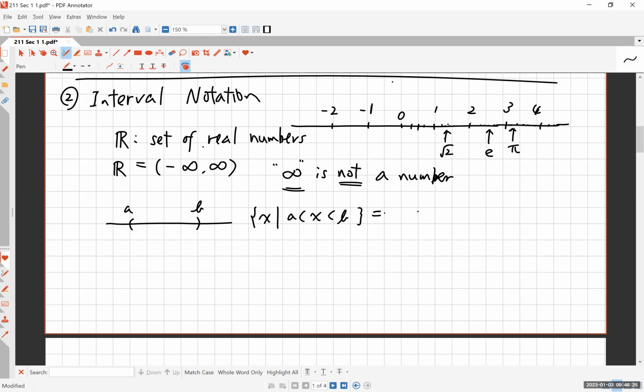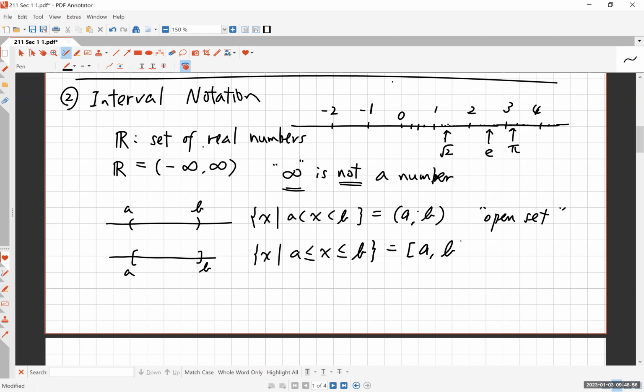This subset of the real number set is denoted with (a, b), like this. And this is an open set. It does not include A or B. Now, if you do include both of these, this is the set of x such that a is less than or equal to x, which is less than or equal to b. And we denote this with square brackets. And this is called a closed set.